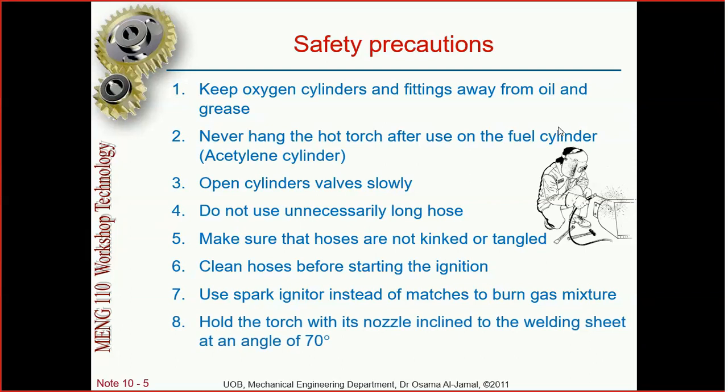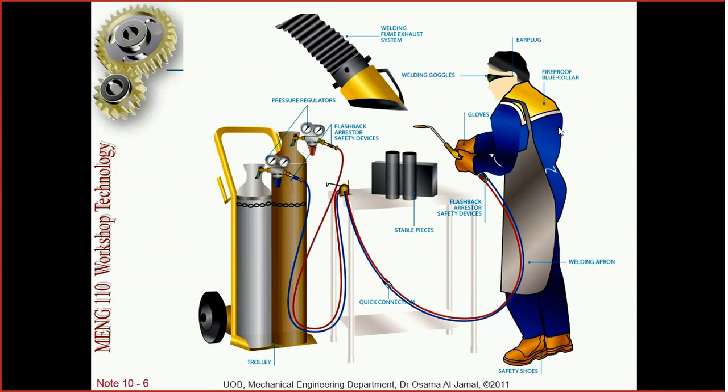Now how to hold the tool? Hold the torch with its nozzle inclined to the welding sheet. The nozzle should be pointed to the welding sheet at an angle of 70 degrees. See, this is how. This should be kept away. The pipe coming from here should not be entangled anywhere. Then hold the welding torch, and this should be toward the welding surface.